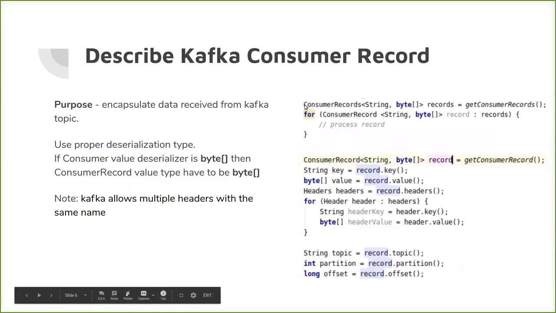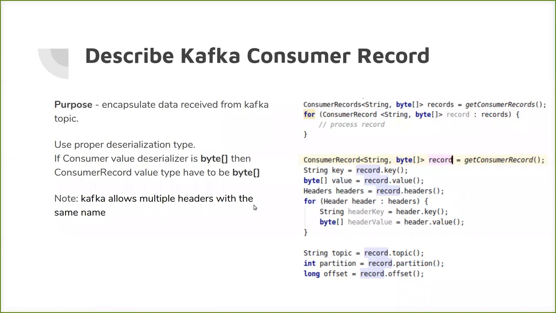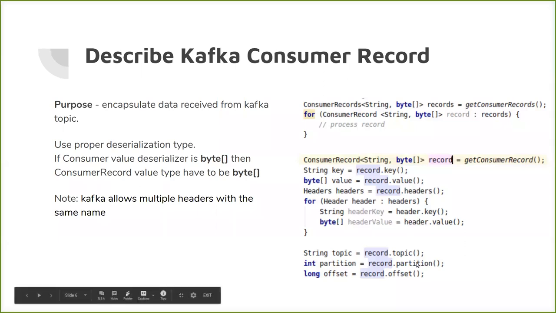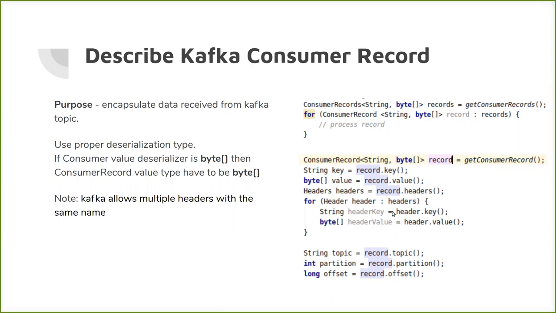And a little bit about the consumer record. By calling the poll method with the time, we receive the consumer records object, which contains a list of consumer records. Then after iterating over the consumer records, we can get all needed values by calling record.key. This means that we are returning a record's key, value, headers, etc. Also, we are able to get information about the topic, partition, and offset. Offset is like the number of the record in that queue, a sequential number.